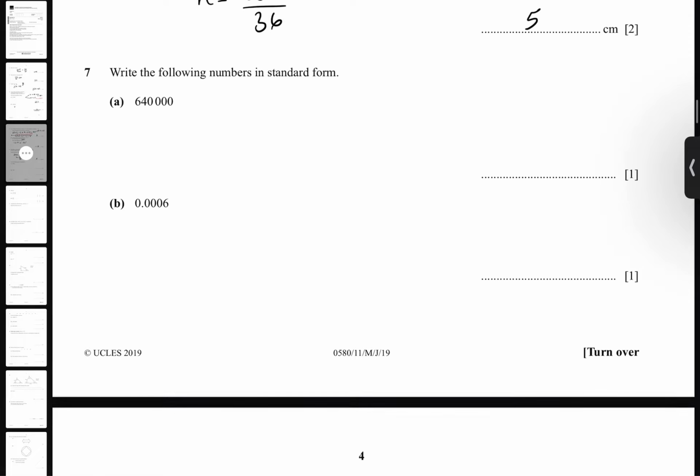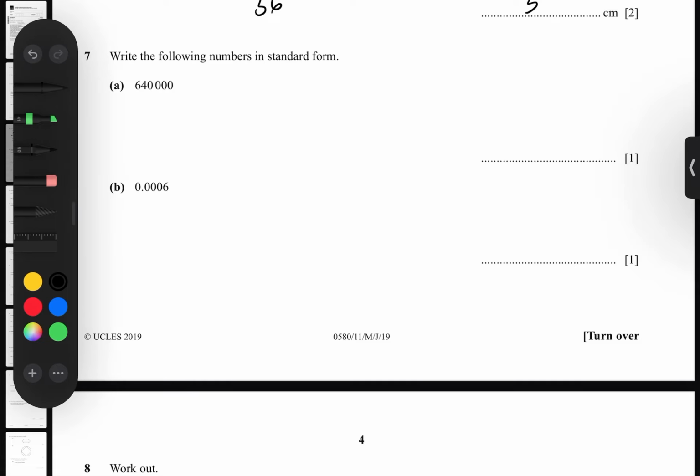Moving on to question number 7. Now it says, write the following numbers in standard form. Well, standard form is essentially the scientific notation. So you have to count the zeros that you have. Let's write the first one as 6.4, which would be 1, 2, 3, 4, 5, 6. So 6.4 times 10 to the power of 6. And the other one is going to be 1, 2, 3, 4. 6 times 10 to the power of negative 4.